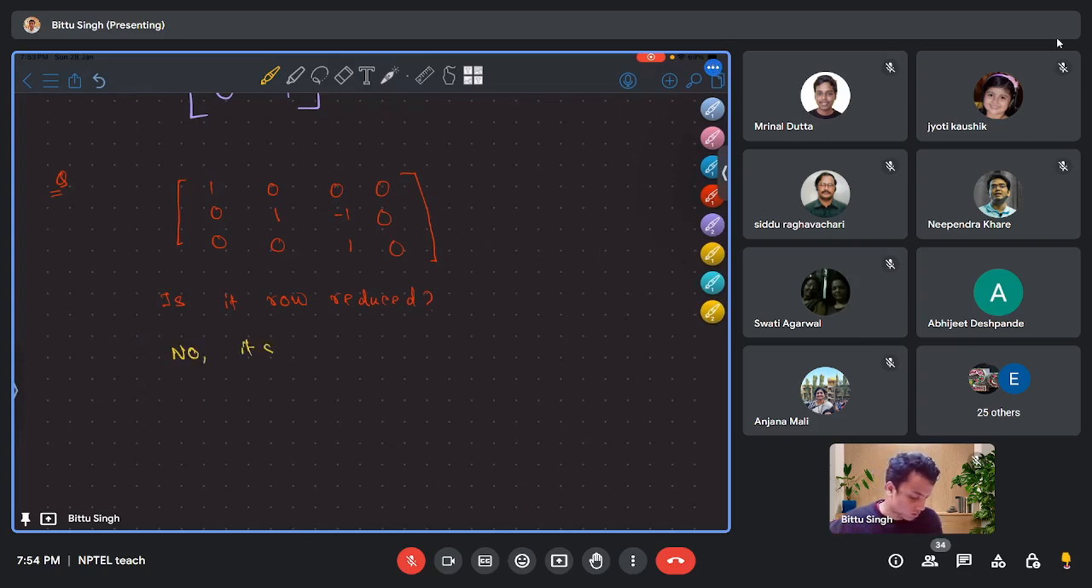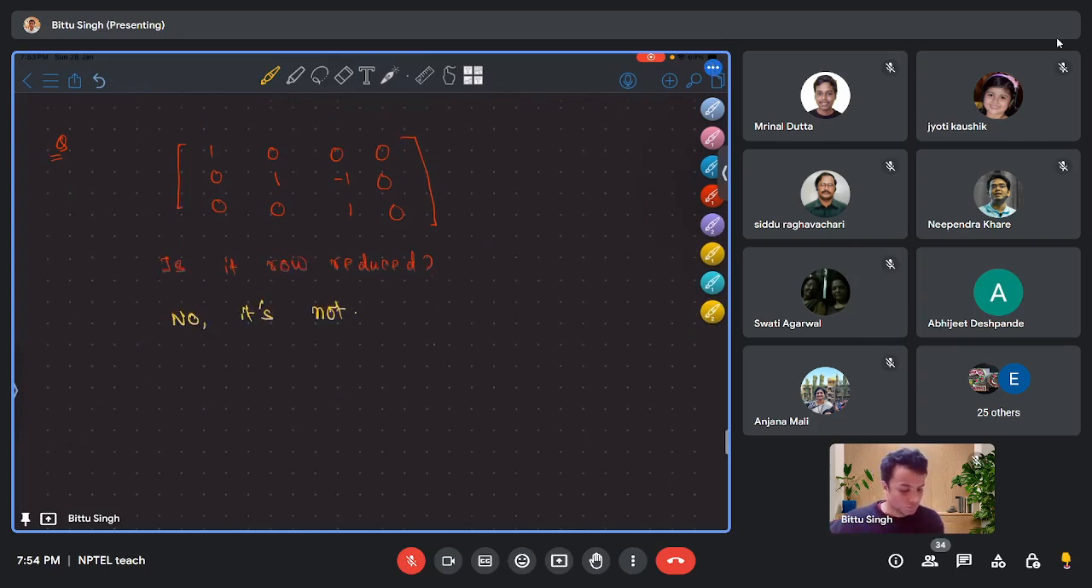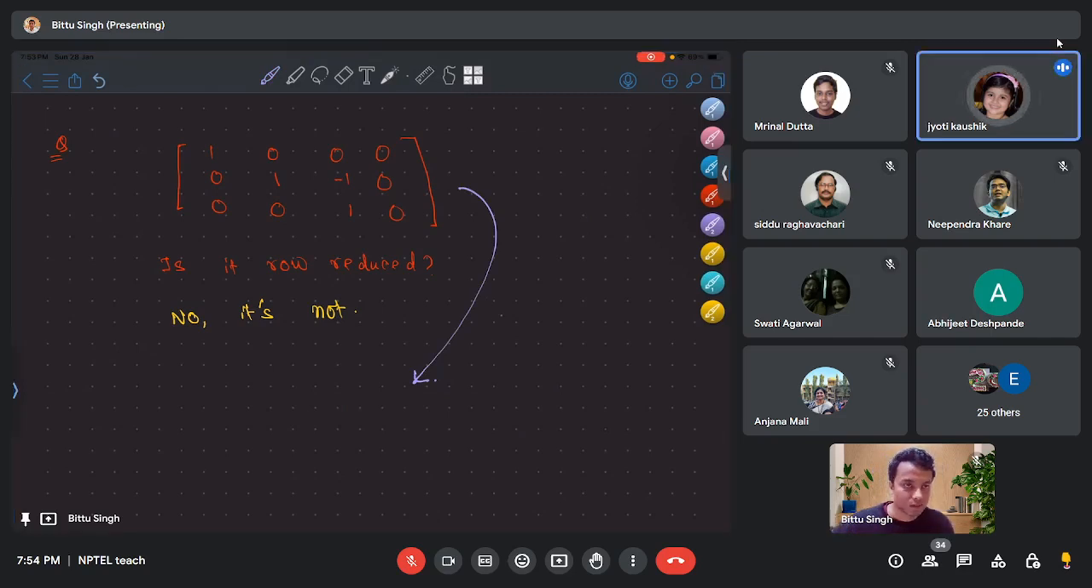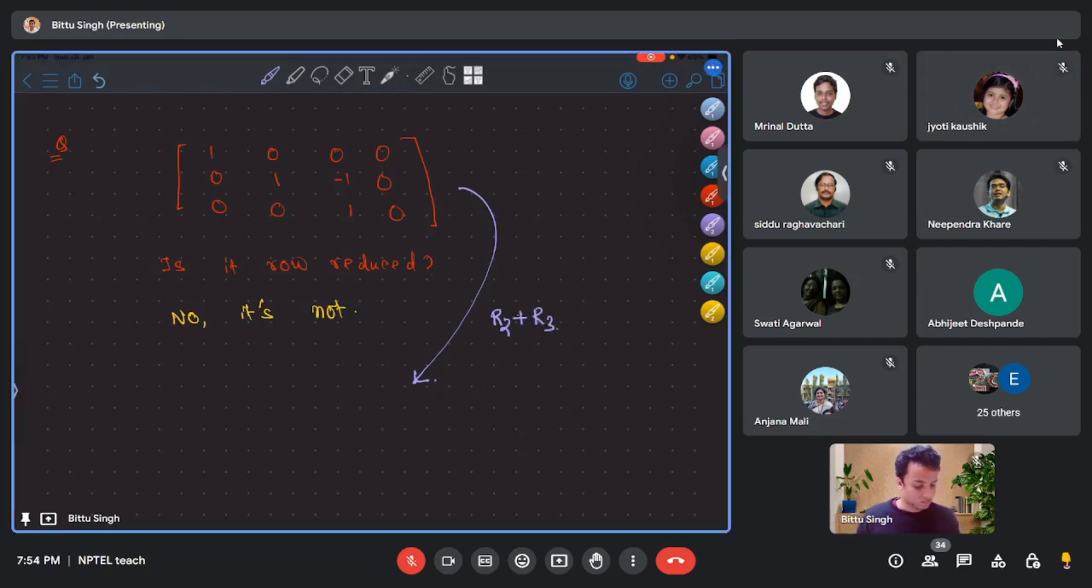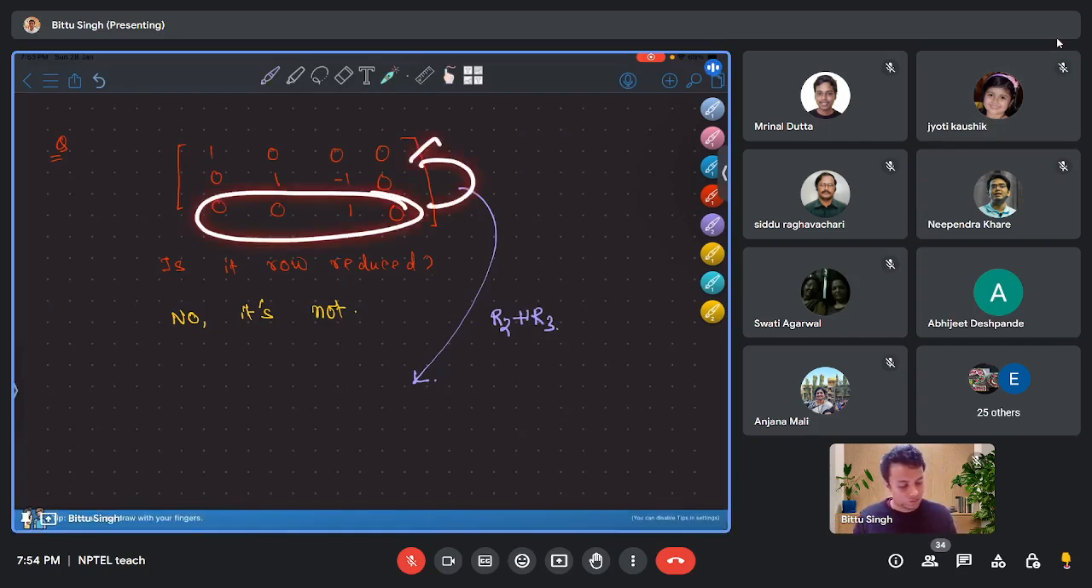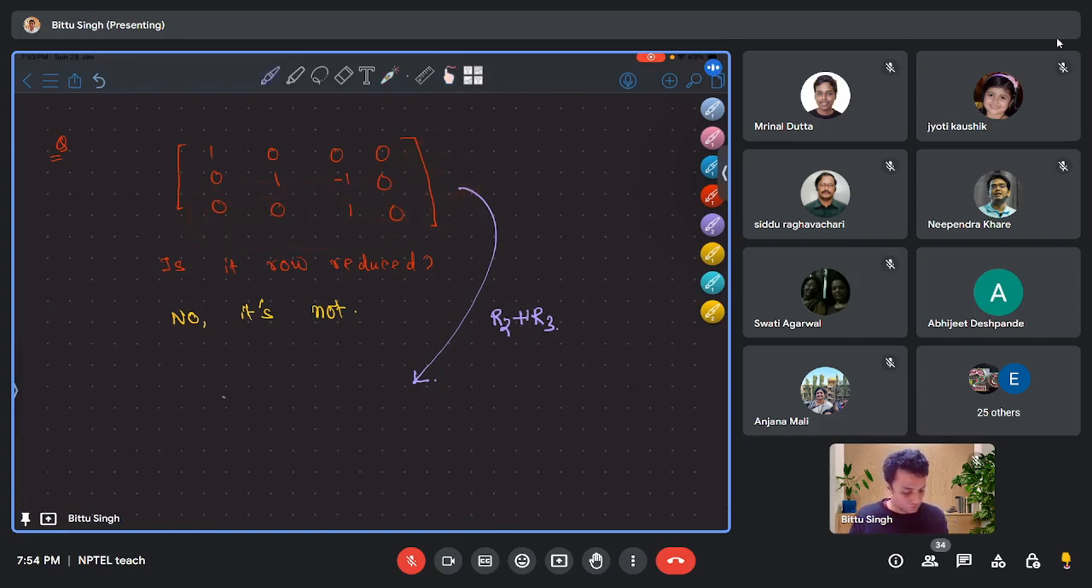So we need to perform another operation. So what will be the operation? R2 is R2 plus R3. Yes, R2 plus R3. Multiply the third row with 1 and add it to R2. This will give 1 0 0 0, 0 1 0 0, 0 0 1 0. Okay.